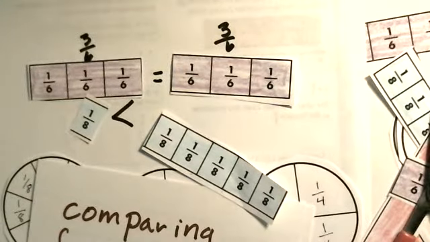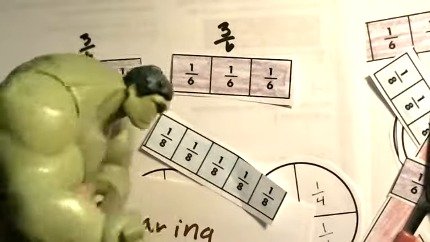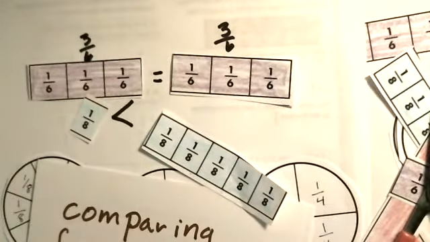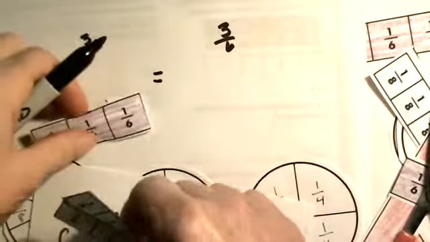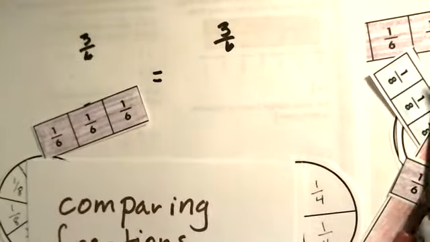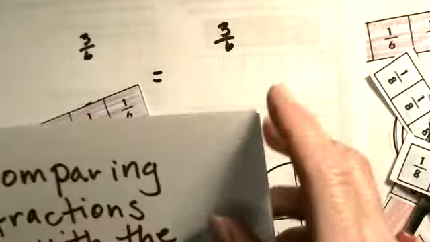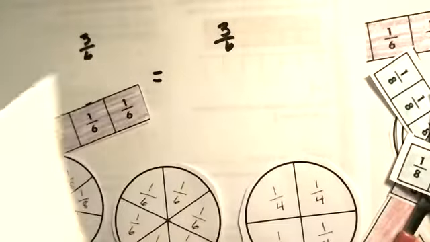Paper down, equal. Uh-oh, here comes Hulk. I have a broccoli head. Oh my goodness, Hulk, go back. Okay, let me try another one with the same denominator. Hulk is always messing around with me.